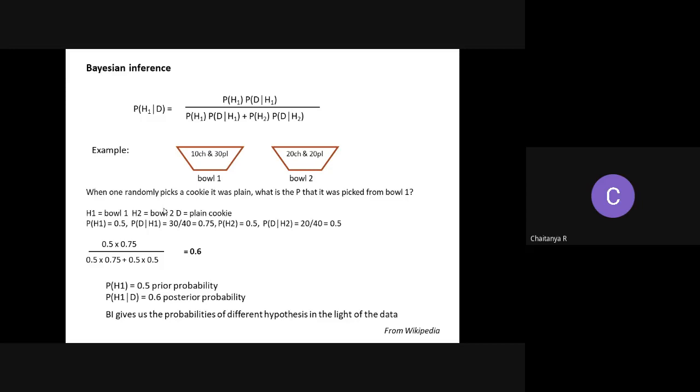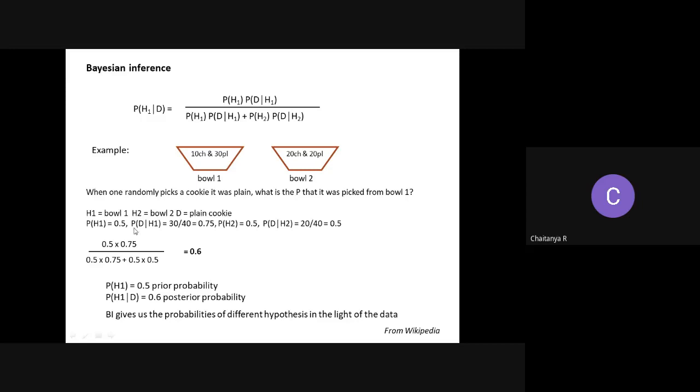Given that there are only two bowls, the probability that I picked the plain cookie from bowl 1 is 0.5. I hope everyone agrees with that. Now, what is the likelihood of getting the plain cookie from bowl 1? So I put my hand in bowl 1 and I pick a cookie. What is the likelihood that that will be a plain cookie?